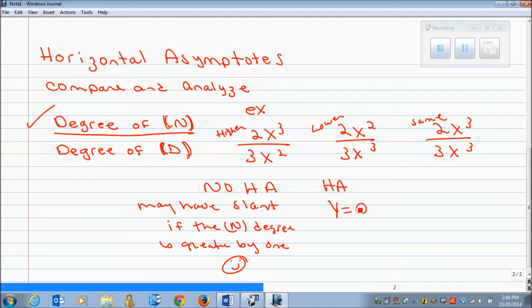And finally, when they are the same, since we can't make that comparison, they're equal, we'll look at the leading coefficient divided by the leading coefficient. So in this case, that would be y equals 2/3. And that's how we find our horizontal asymptotes.